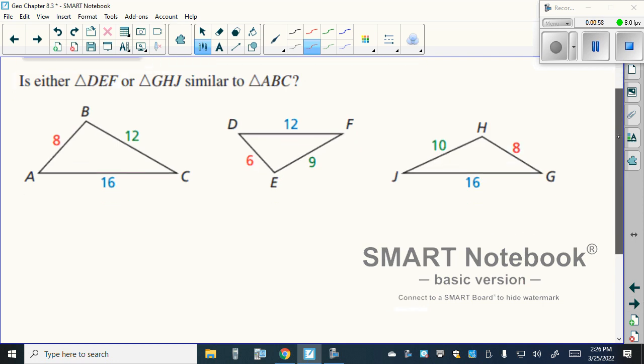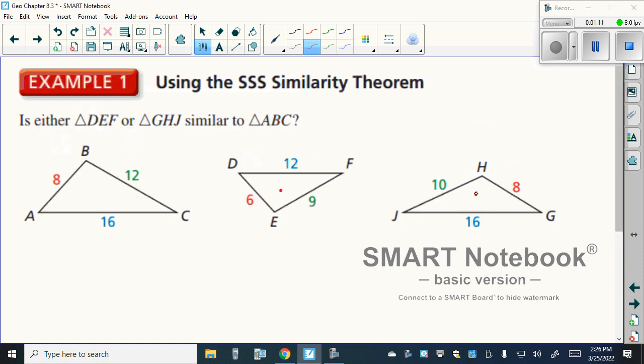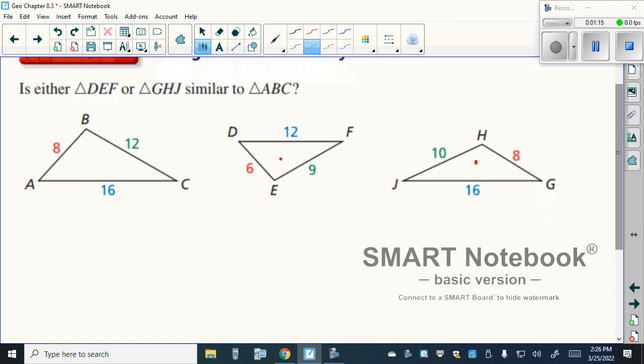So the first one we're looking at here, we want to determine is either triangle DEF or triangle GHJ similar to triangle ABC. So we're comparing these two triangles here to triangle ABC. And when we compare the sides, if we get the same fraction, then they're going to be similar. So for triangle ABC, we can start with side length AB. Now, which one of these two do we think is going to be similar?